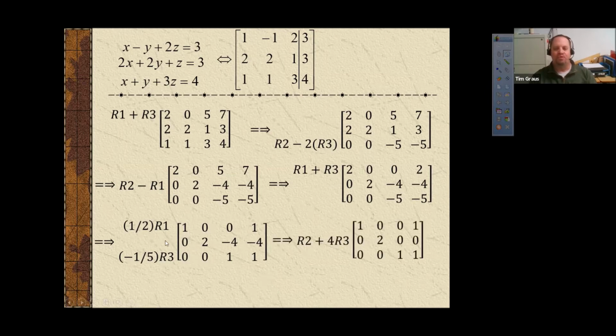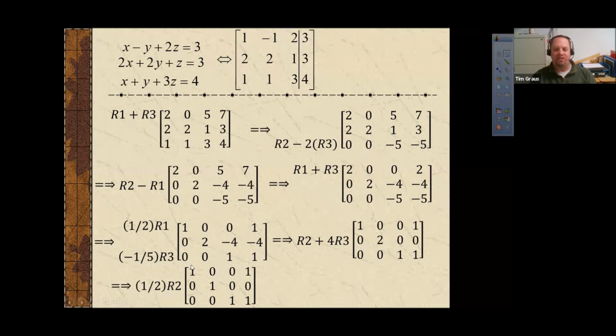I could add row 2 plus 4 times row 3. That'd be 0 plus 0, 2 plus 0, -4 plus 4, and -4 plus 4. Our result is 0, 2, 0, 0. And as a final step, I'm going to multiply that middle row times 1/2. Now I have 1, 0, 0, 1, 0, 1, 0, 0, 0, 0, 1, 1.